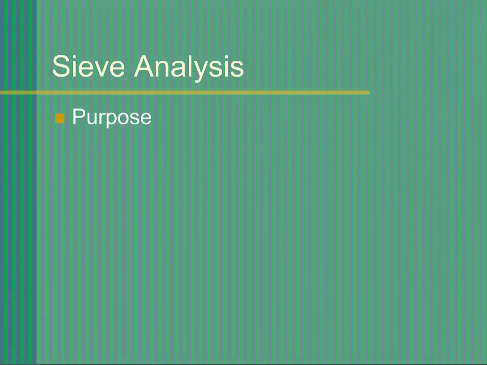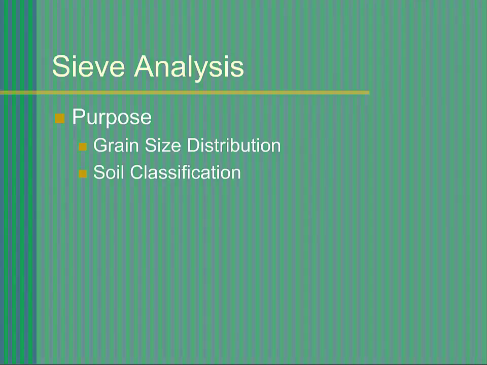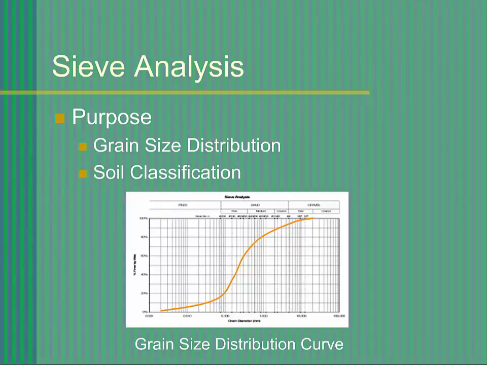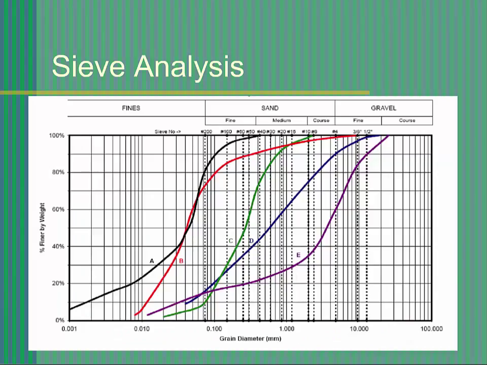The purpose of sieve analysis is to determine the grain size distribution of your soil for the purpose of soil classification. The result of this test is a grain size distribution curve. This curve is a plot of soil diameter versus the percentage of the dry sample by weight that is smaller than that diameter. Most natural soils contain a variety of particle sizes mixed together.